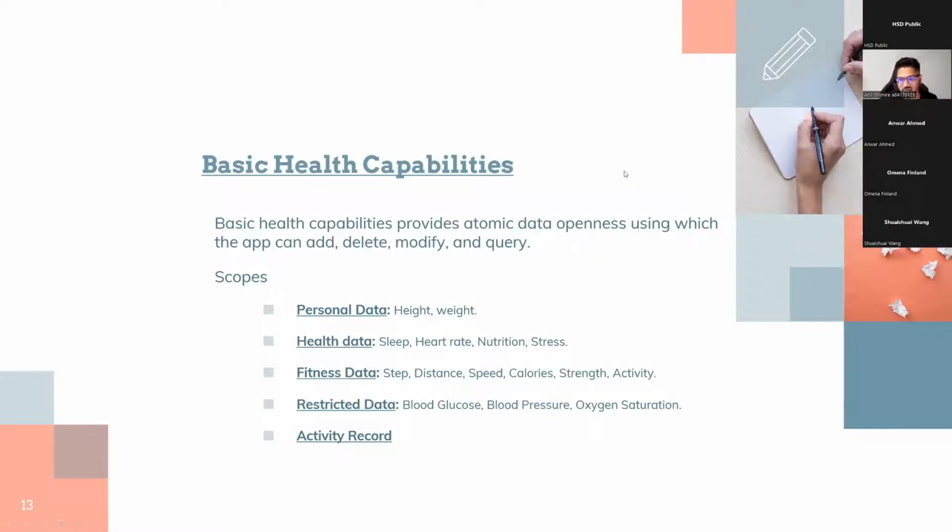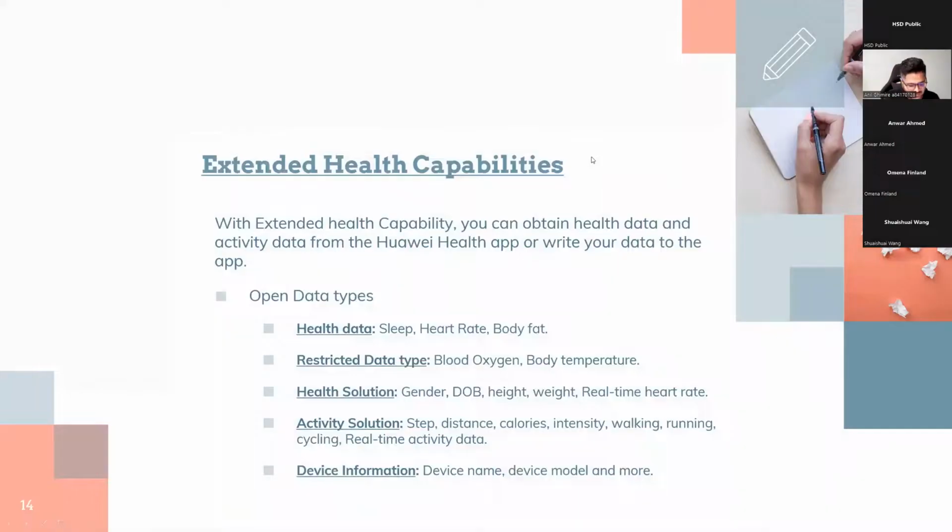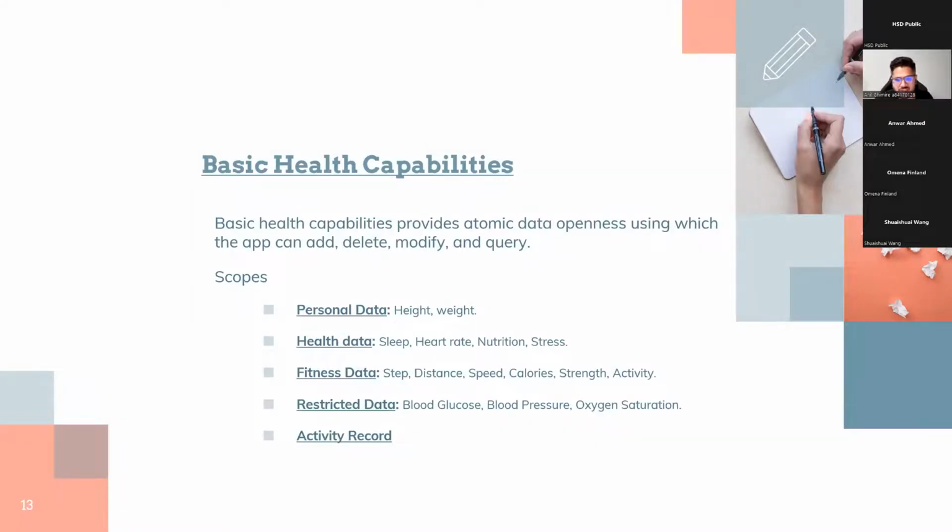HUAWEI Health Kit has two different capabilities. One is the basic and the other is the extended. In the basic health capabilities, the developer gets openness to the health data, so the developer can query the health data, modify, or add. The scopes of the data are given here. So any kind of personal data, health data, fitness. Here, everything is listed down.